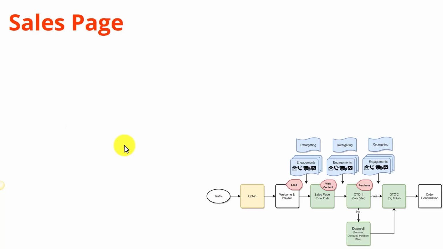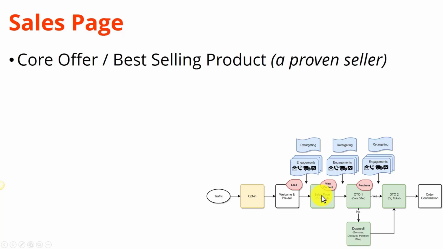So moving on to the next page in our funnel, which is our sales page right here. And typically on the sales page, you're going to sell your core offer or your best-selling product or service. And as I already said, you want to sell a proven seller because the number one goal is to get a break-even front-end funnel. Because once you can start acquiring customers for free, you're going to be in business forever. Well, maybe not forever, but you get the idea. You got to get that front-end funnel break even and working ASAP. And the best way to do that is to use a product that you know people buy.